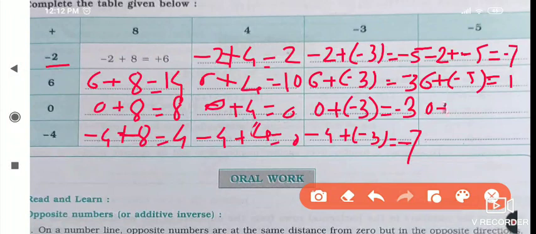0 plus minus 5. 0 plus any number is equal to the same, that is minus 5. And at last minus 4 plus into bracket minus 5. So here the signs are same, so do the addition. So 9 is the answer and the answer will get which sign? The bigger number's. The bigger number is 5, so the answer is minus 9. In that way you have to complete this box.